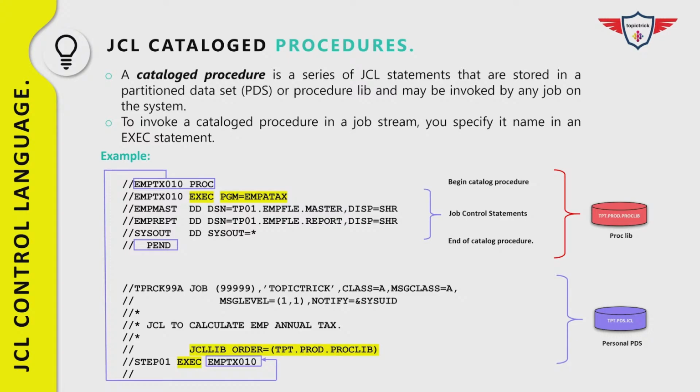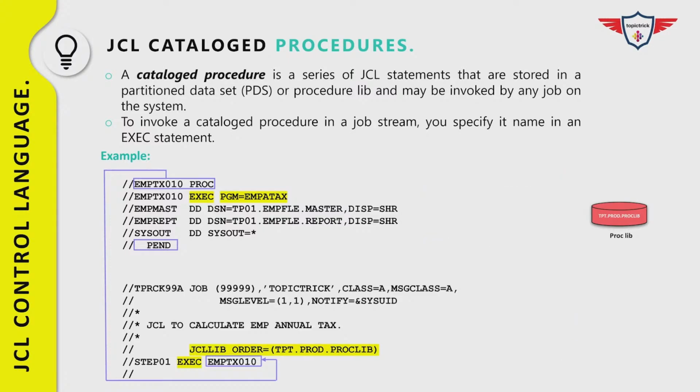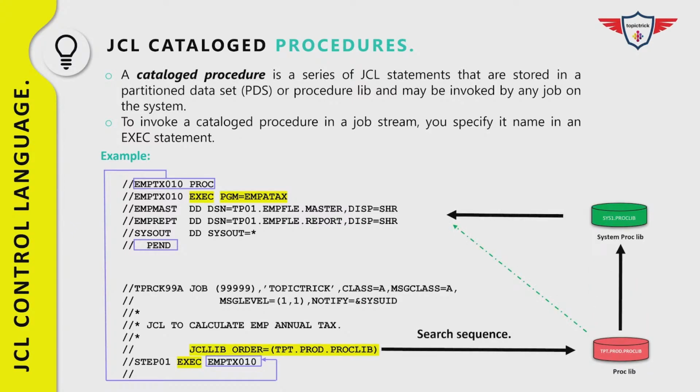Now let's look at the search sequence of this particular example. Because I've specified the JCLLIB, the system will first search for the catalog procedure in my personal PDS, that is tpt.prod.proclib. And in case the catalog procedure is not present in the private library, then the system will try to retrieve the catalog procedure from the system library, that is sys1.proclib. Otherwise, it will just retrieve it from the private library and continue the execution of the job.